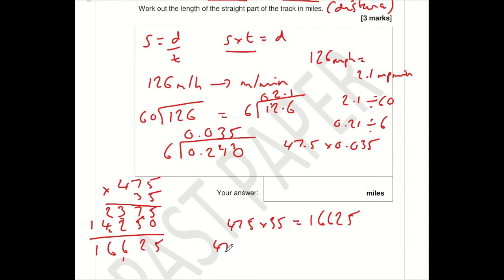So 47.5 multiplied by 0.035 is going to be, well, these same digits, but we need a decimal point somewhere. So what we need to do is count up the number of decimal places in the question. Well, there's 1, 2, 3, 4. So therefore 1, 2, 3, 4. So there is our answer, 1.6625 miles. Quite a challenging question, that one.